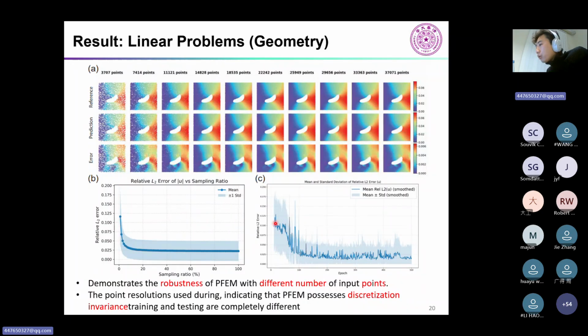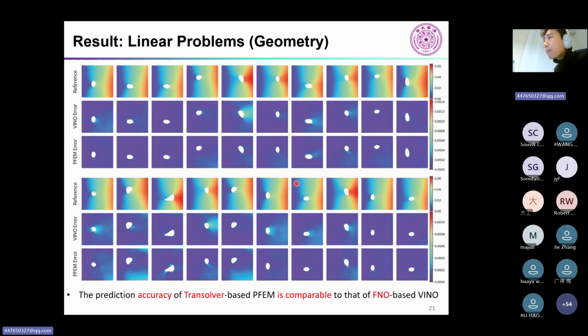And I will also show some training detail, where X is the epoch and Y is the relative error, and this light blue is about the STD. As you can see, it's very robust. So in this empirical result, I will show you that PFEM is very robust with respect to the training point number.